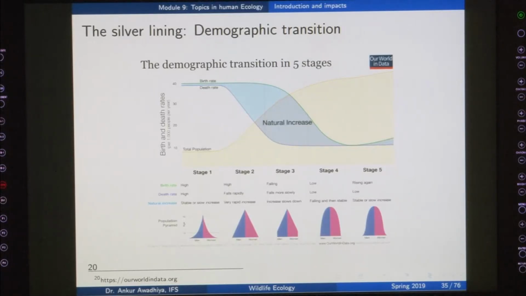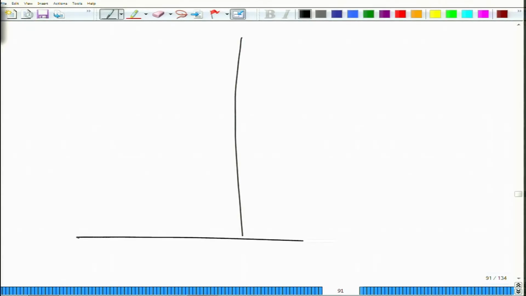Now, these stages can also be represented in terms of the population pyramids. In the case of a population pyramid, what we are seeing here is this: here you have the number of men in the population, here you have the number of women in the population, and then this is the age of different cohorts.